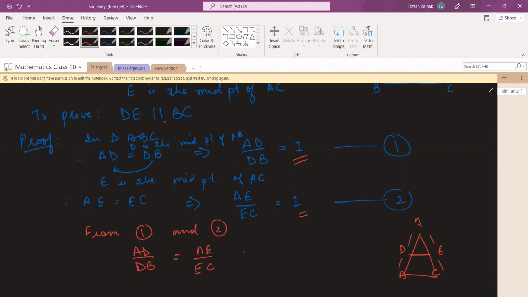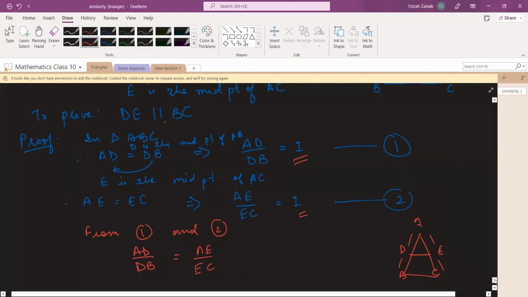Ma'am, I have a question. When you put the other side, how does it equal to 1? Okay. Let me just complete the question, then I'll go back to that.